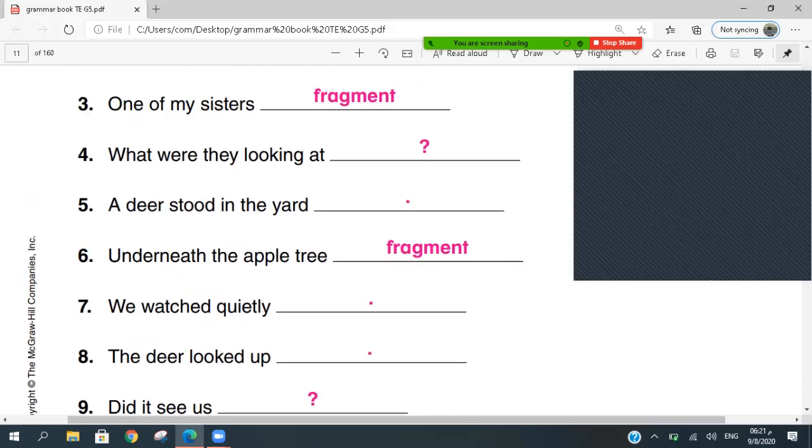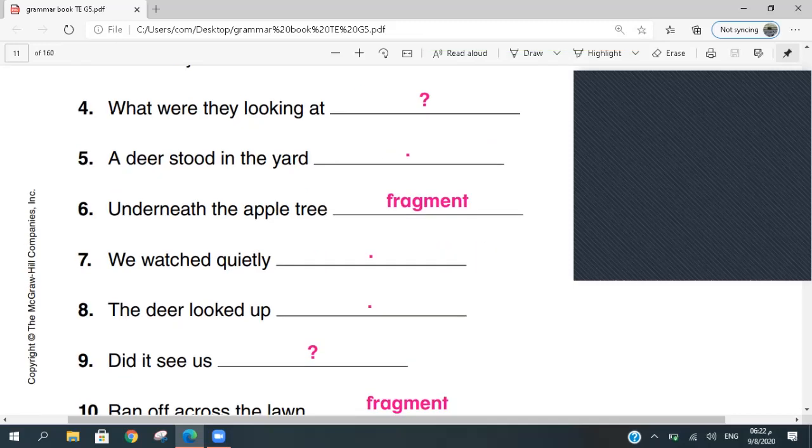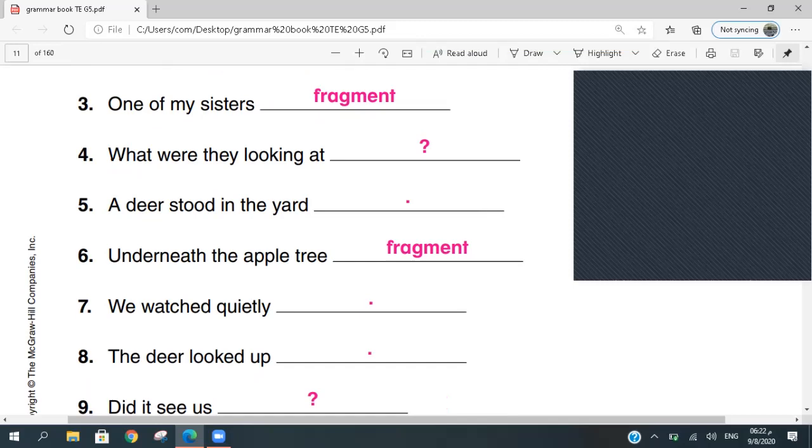Yes. Can you try number 10, please? Number 10. Ran off across the lawn. You know who ran off across the lawn? Siwar, is it a sentence or a fragment? Wait. Siwar, are you there?